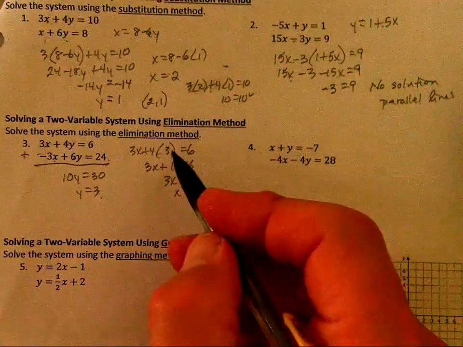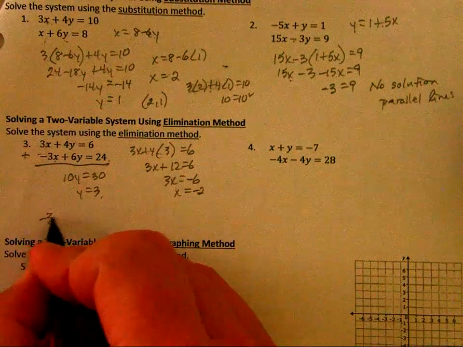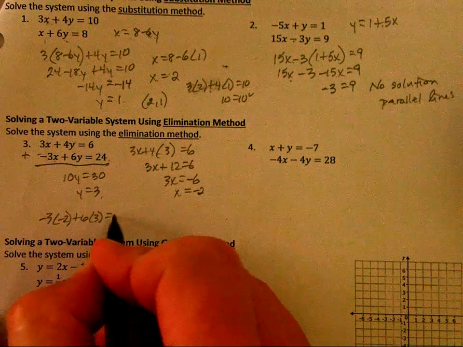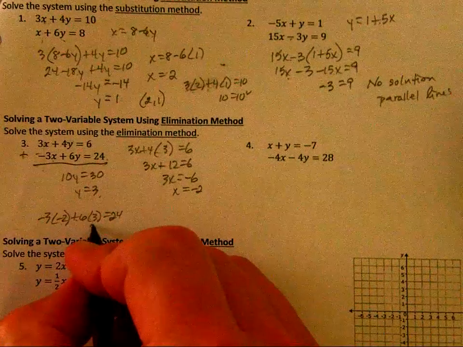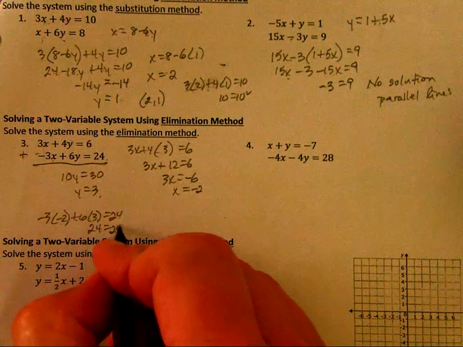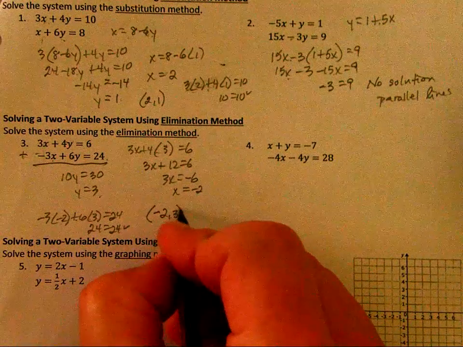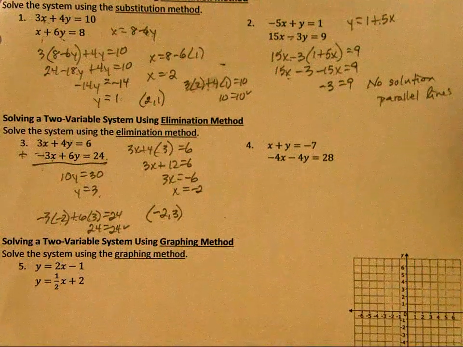We want to check that. We plug that into the second one. We'd have negative 3 times negative 2 plus 6 times 3 equals 24. So that'd be 6 plus 18 equals 24, so it checks out. That's our solution. So our ordered pair is (negative 2, 3). Make sure you always list in order, x first and y.